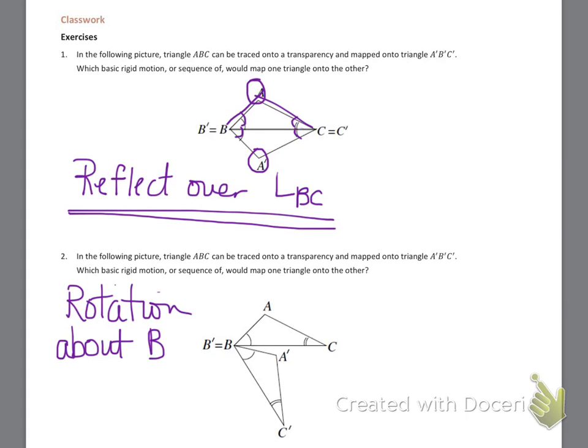So we're going to rotate around B, and we're going to rotate D degrees, where D is equal to the measure of angle C, B, C prime. So that's the amount that we need to rotate. Once we do that, I can see that C prime will map to C, and A prime will map to A.